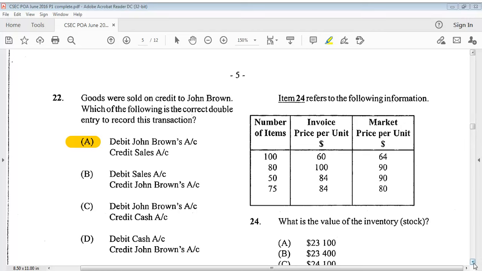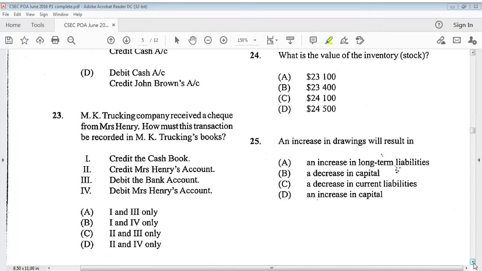Let's move on to number 23. MK Trucking Company received a check from Mrs. Henry. How must this transaction be recorded in MK Trucking's books? 1. Credit the cash book. 2. Credit Mrs. Henry's account. 3. Debit the bank account. 4. Debit Mrs. Henry's account. So what would be your answer? Credit Mrs. Henry's account and debit the bank account. So C, therefore, would be our answer.